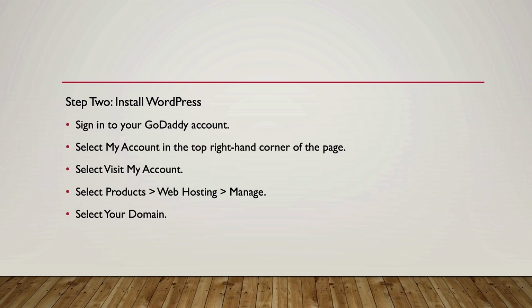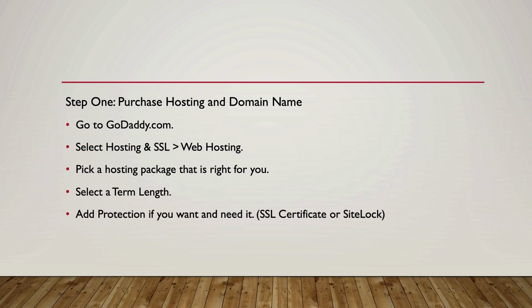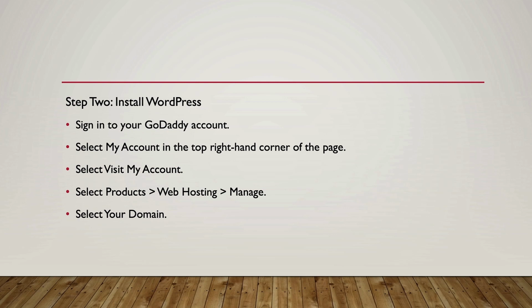Once you purchase the hosting and domain name, the next step is to install WordPress. So how do you install WordPress? You have to sign into your GoDaddy account, and then select My Account, which is at the top right corner of the page. And then after selecting My Account, you have to select Visit My Account.